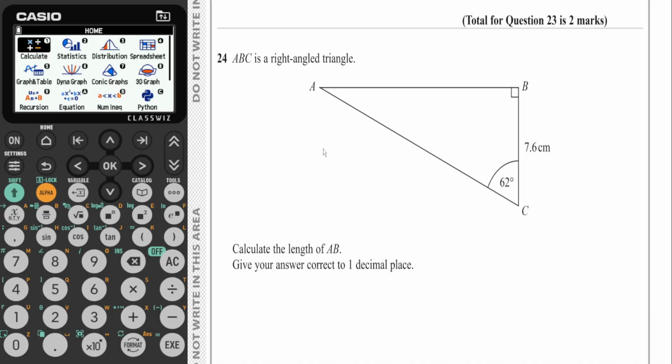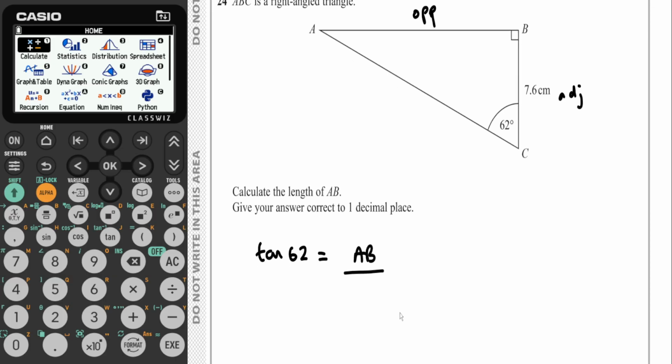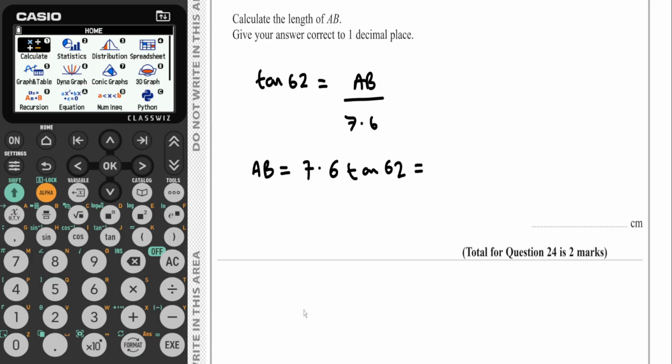Question number 24. ABC is a right angle triangle. We have to calculate the length of AB to one decimal place. So here we've got the adjacent. AB is the opposite. What connects those is tan. So we've got the tan of 62 equals opposite over adjacent. So we've got opposite, which is AB, over the adjacent, which is 7.6. So therefore AB equals 7.6 times by the tan of 62.